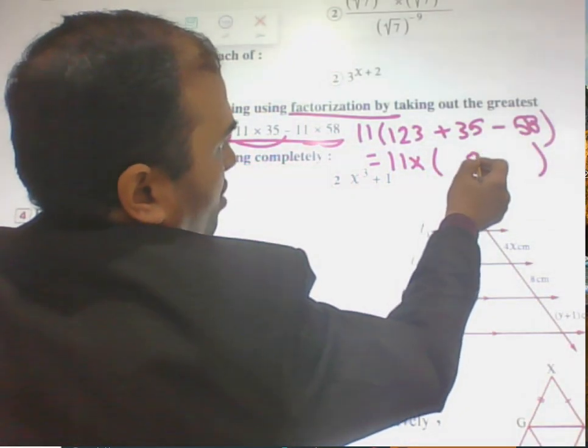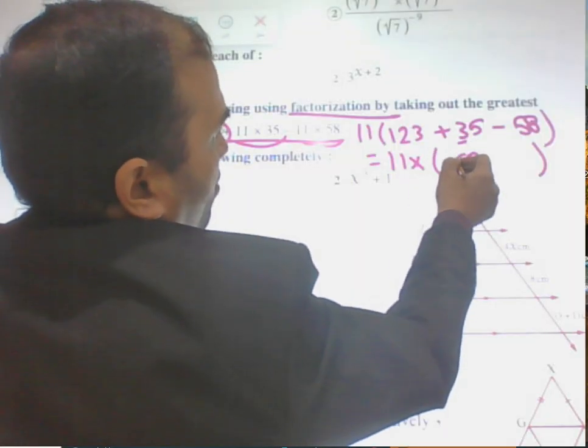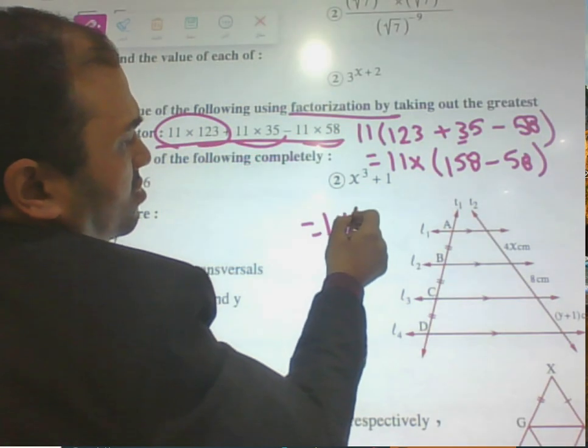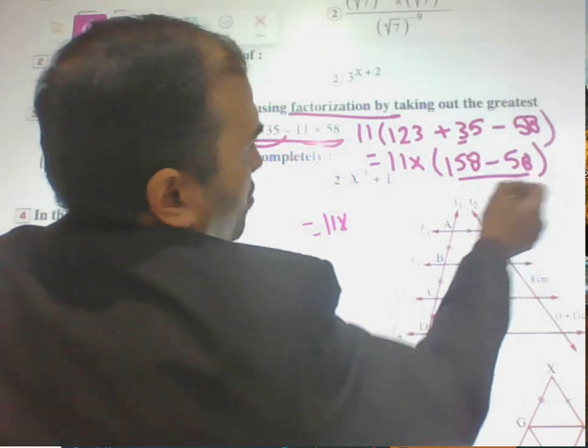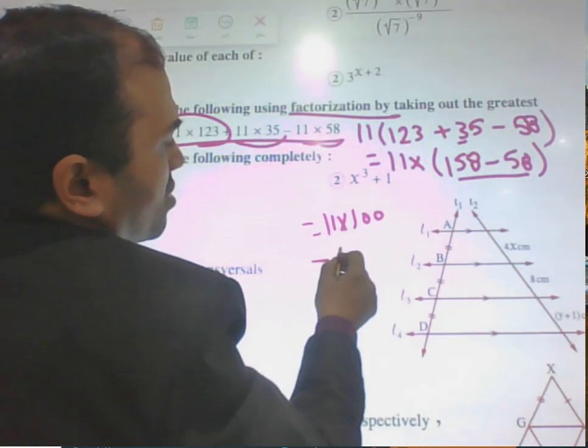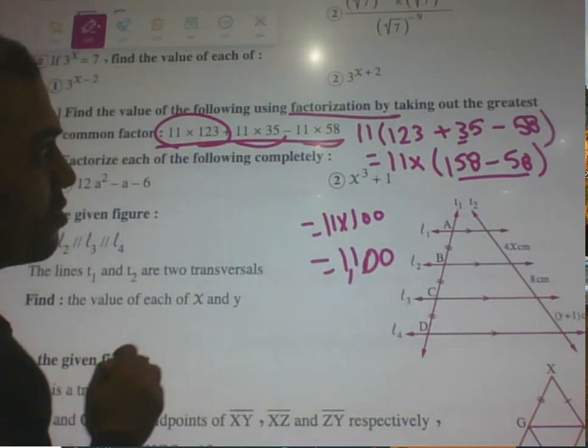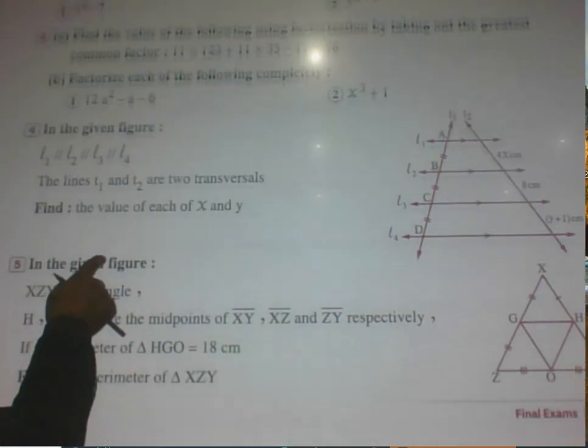3 plus 5 equals 8, 2 plus 3 is 5. And then subtract 58 also. The result will be 11 multiplied by the difference between the two numbers, which will be 100. And the result will be 1,100.